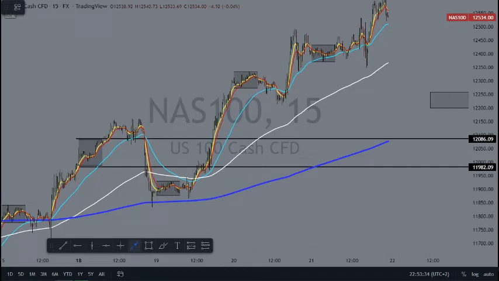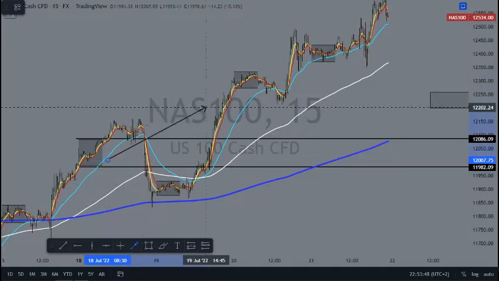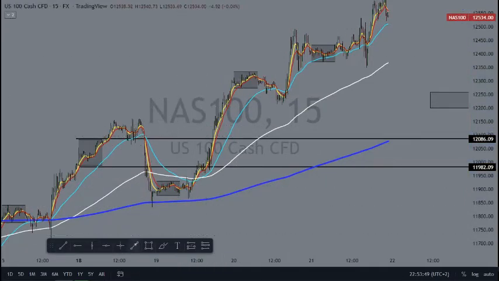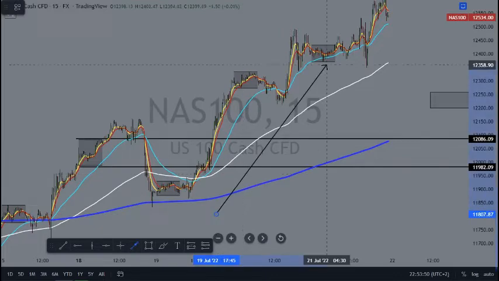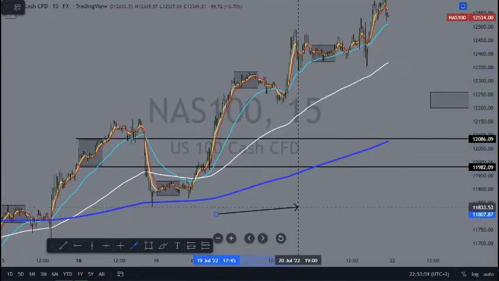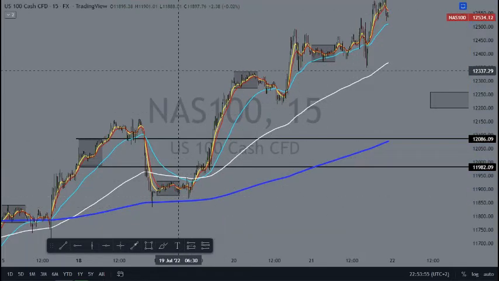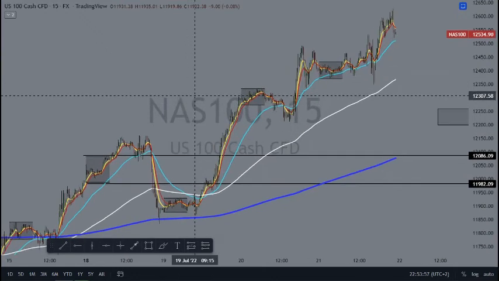We can see here from Monday, the market moved up and then gave us an M, and then the market dropped, and from there on the market gave us a moving average bounce, and then after this moving average bounce, the market shot up. So let me go deeper in the charts and explain why we had this kind of movement.